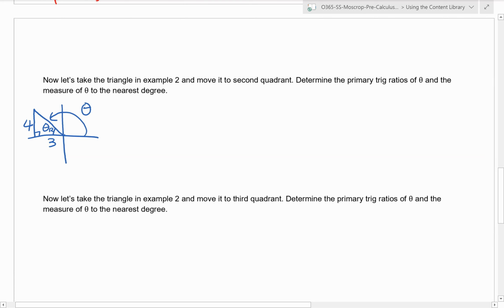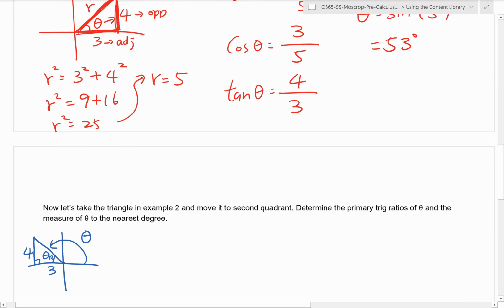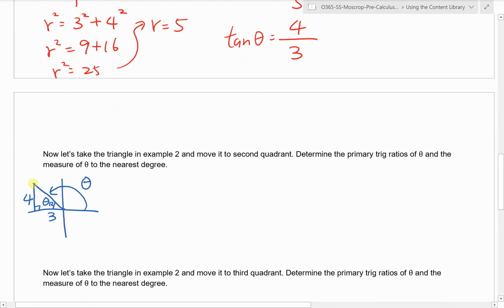Now recall the coordinates here were (3, 4). This is no longer (3, 4). This is actually (-3, 4). Okay, so now we can figure out the trig ratios. Same thing, sine theta. We already figured out the hypotenuse is 5 from the previous example. So we can figure out sine theta, cosine theta, and tangent theta. Sine theta is again equal to opposite over hypotenuse. Now you might think, okay, but now here's my angle theta, I don't have a triangle here.